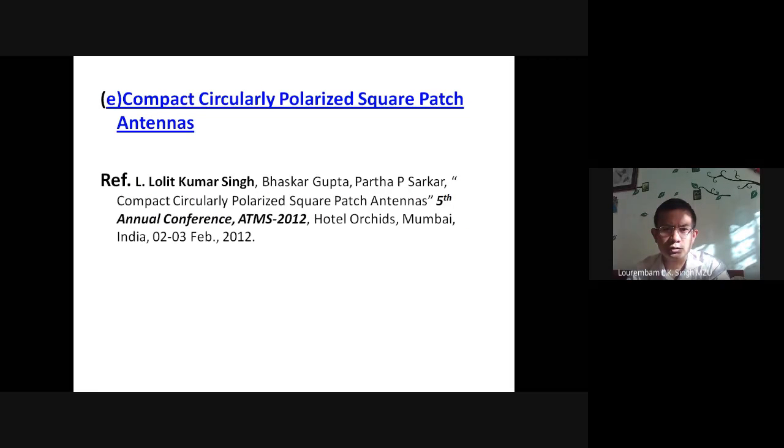And this is the one from the ATA conference which was held in Mumbai. Similar types of structures are there.